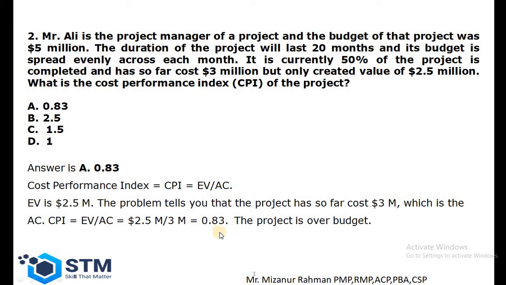So we can say the project is over budget. We know that if the value of the cost performance index is less than 1, that means the project is over budget. So for this question the right answer is A, sorry, 0.83.